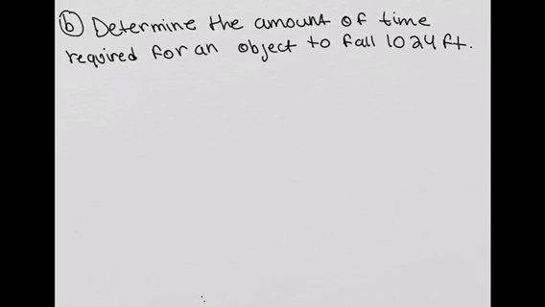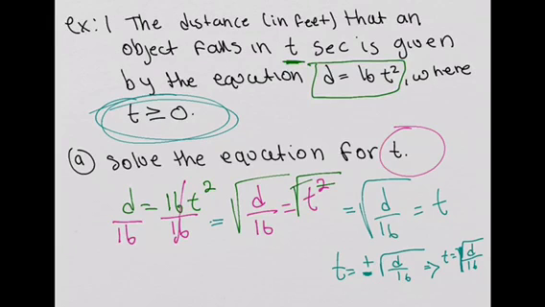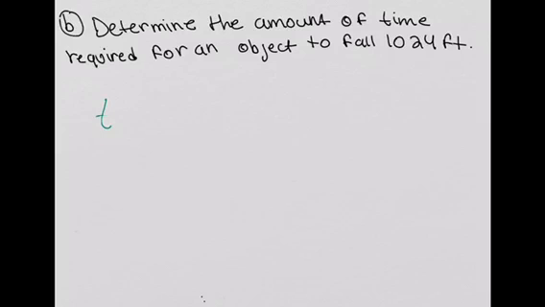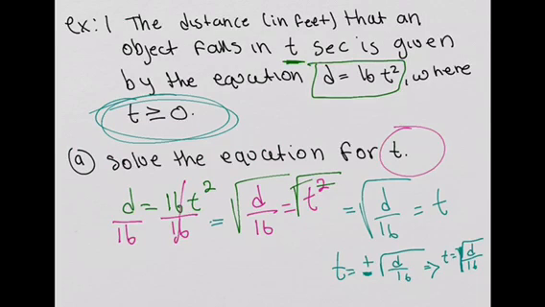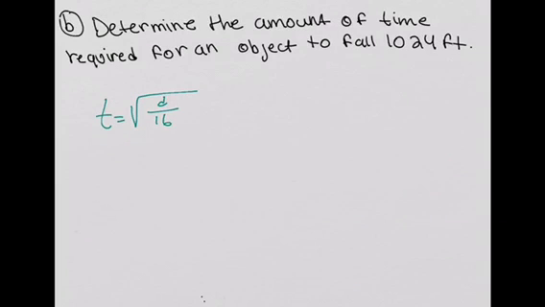Part B wants us to determine the amount of time required for an object to fall 1,024 feet. Okay, so d, that's the distance. So let's see, my equation is t equals the square root of d over 16. Okay, I'm going to substitute the 1,024 feet for d.